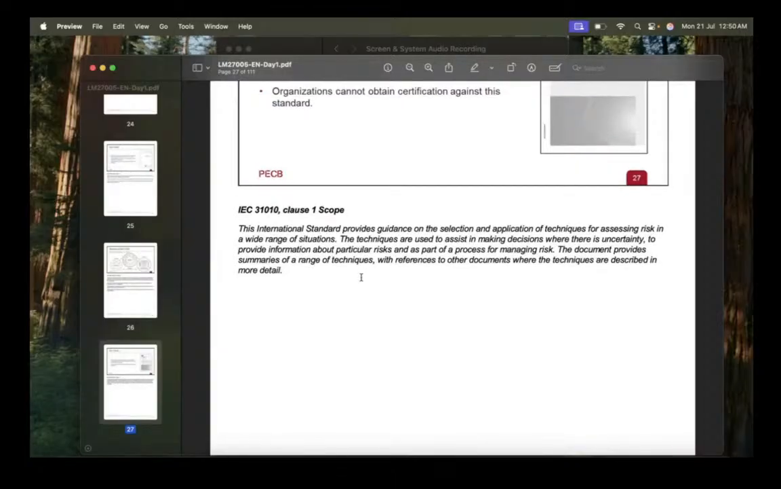So, what do these techniques do? These techniques help us in making decisions where there is uncertainty, to provide information about particular risk as a part of the risk management process. Also, this document provides summaries of a range of techniques, like different types of techniques. It also references other documents where the techniques are described in more detail.